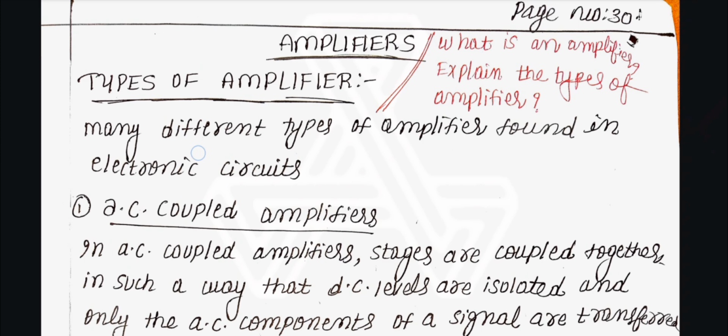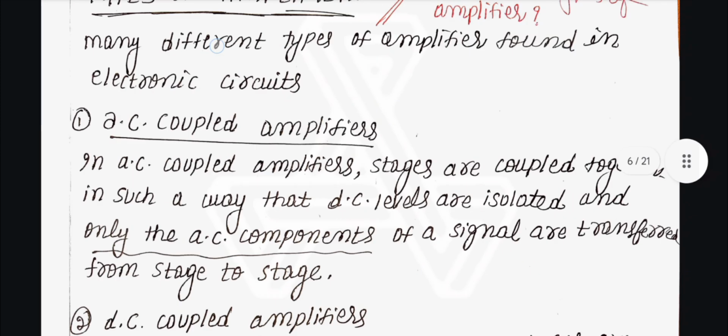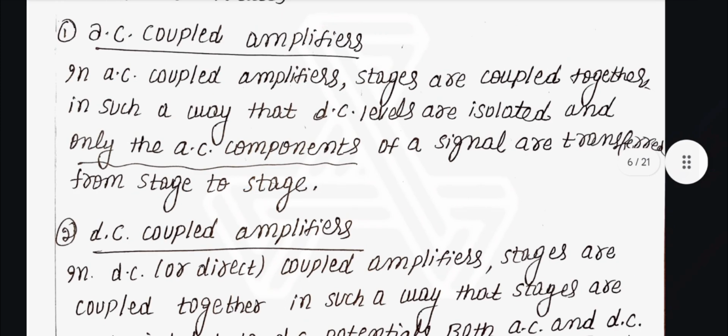Many different types of amplifier are found in electronic circuits. First one, AC coupled amplifier. In an AC coupled amplifier, stages are coupled together in such a way that DC levels are isolated and only the AC components of a signal are transferred from stage to stage.